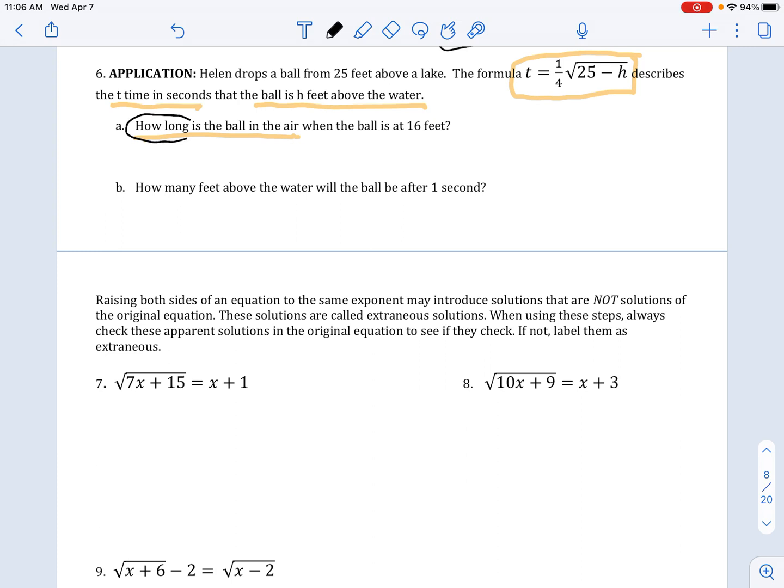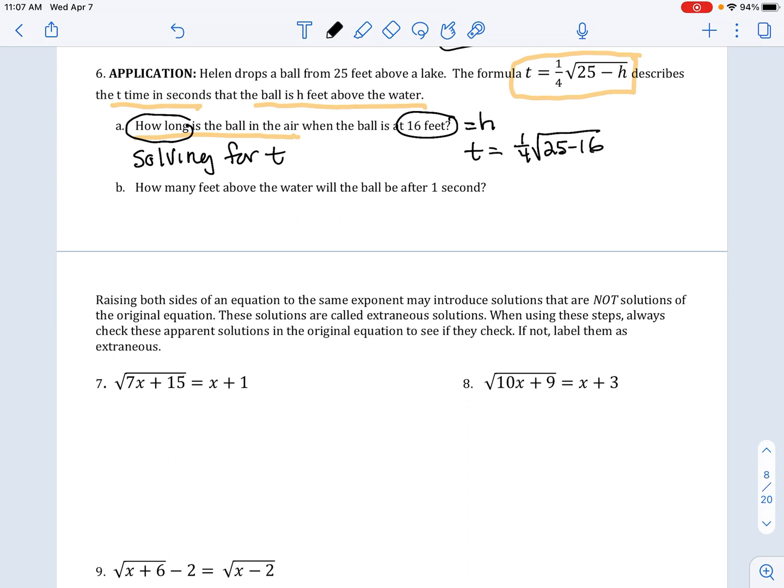So the question of how long is a question of t. So we are solving for t, which means when the ball is at 16 feet, that is the value of h. So we're going to take our equation, t equals 1/4 root 25 minus 16.